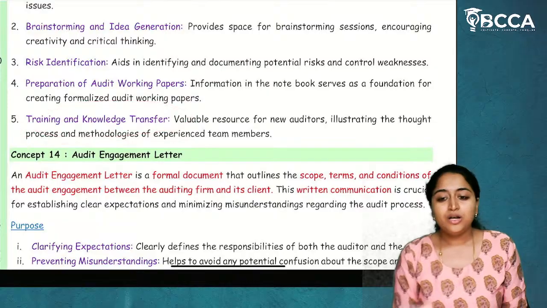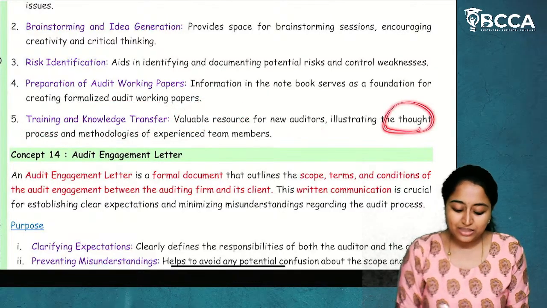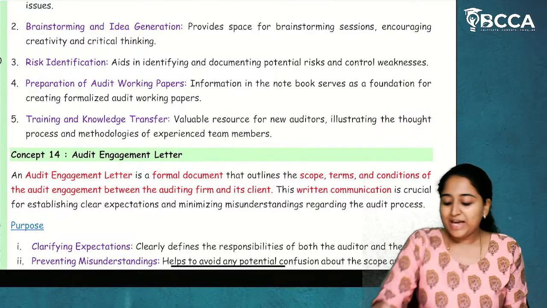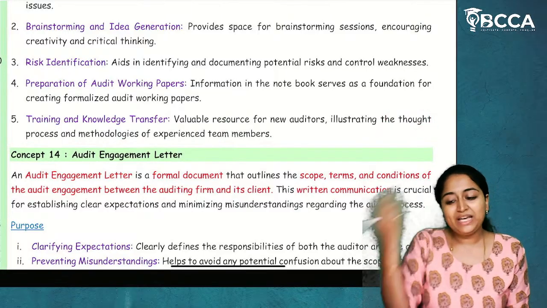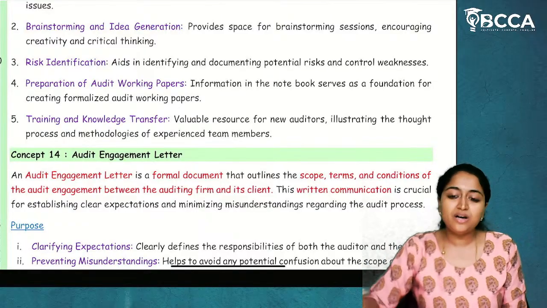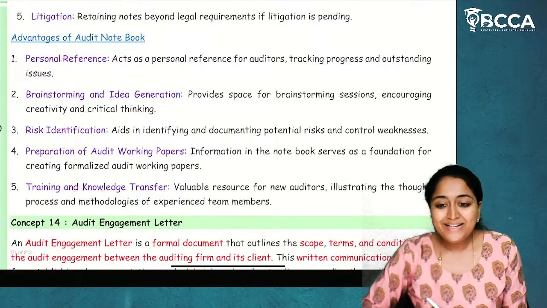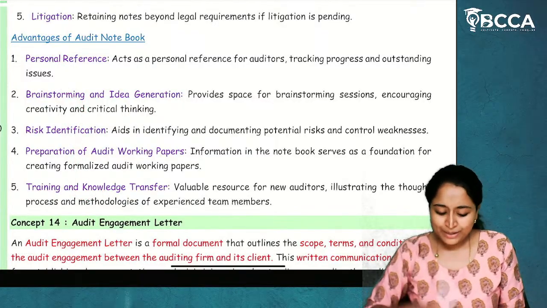Next, training or knowledge transfer. It is a valuable resource for new auditors, illustrating the thought process and methodologies of experienced team members. So, other auditors and team members will be able to take this as a reference tool. So, these are the advantages of audit notebook. I hope it is clear.